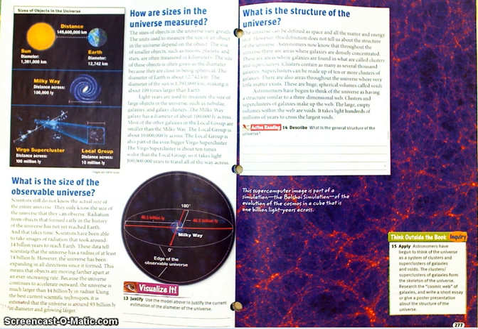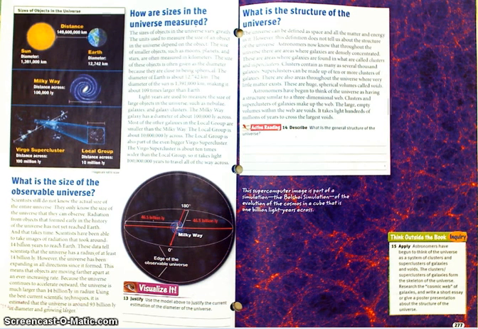Light years are used to measure the size of large objects in the universe, such as nebulas, galaxies, and galaxy clusters. The Milky Way galaxy has a diameter of about 100,000 light years across, meaning that if you could travel at the speed of light, remember the speed of light is 300,000 kilometers per second, it would still take you 100,000 years to get all the way across the Milky Way galaxy. I know that's kind of mind-boggling how big it is, but that's the way it is.